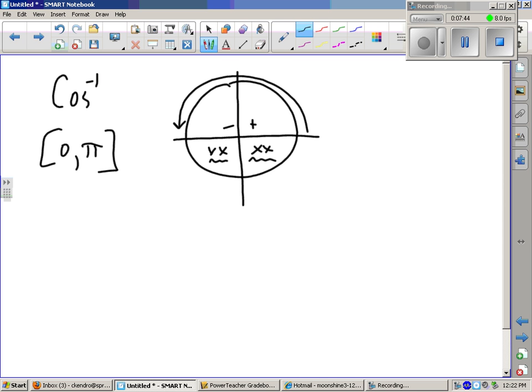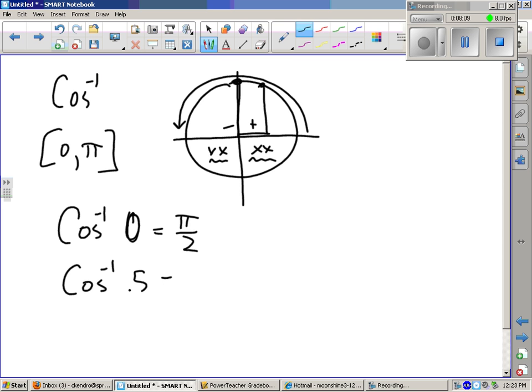So the arc cosine of, let's say 0, arc cosine of 0, when you're not going left or right, so that would mean pi over 2. What's the arc cosine of 0.5? Well, where do you get cosine positive? Right here. 0.5 is halfway. That's pi over 3.